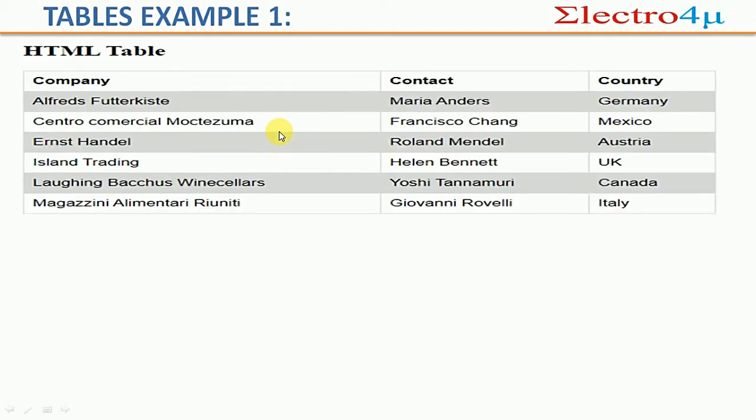That's also the same, but when you make CSS or some style, that time it looks like that. It is a gray color, gray color, gray color. Company is the table heading, contact is a table heading, country is the table heading. So now we understand the input.